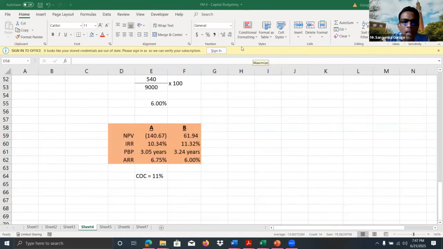Okay, there are several answers. B, right? And even with the acceptance of B, is project B very profitable? You can see IRR is marginally above the cost of capital. So is it safe to accept? It's only marginally above the cost of capital. So therefore, it's not a very good project, right?